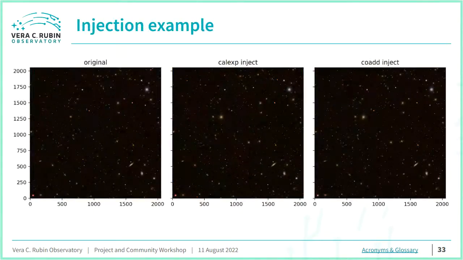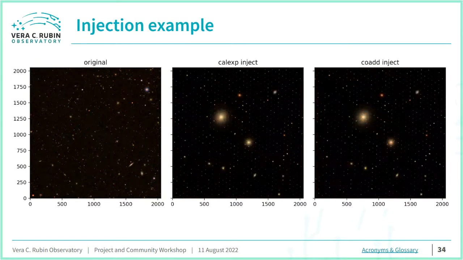Okay, so here's the example. Here's a color image from DC2 on the left. In the middle is an image where I injected into the individual visits, into the calexps, and then co-added them. And then on the right is an injection straight into the coadd. I think if you subtract the original image, so you're just looking at the injected objects in both cases, it looks similar.